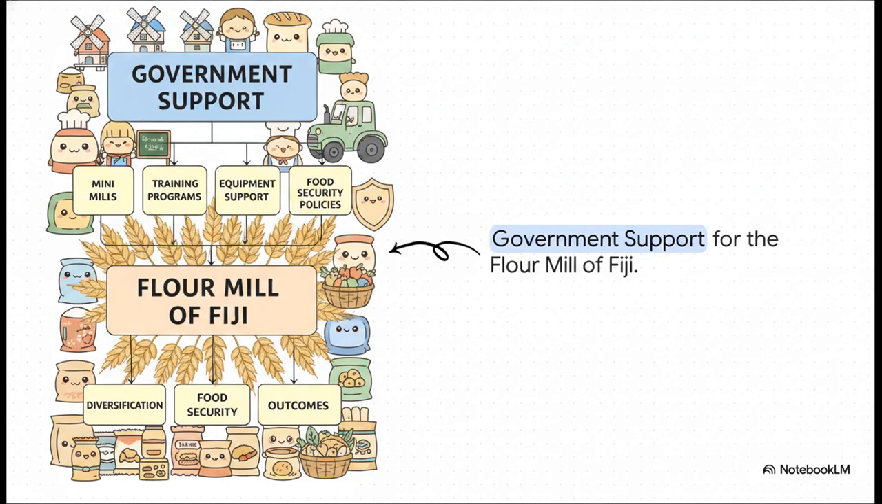Now, let's pivot from garments over to the food sector to see how the government structurally supports the flour mill of FIJI, or FMF. Notice how the intervention here looks a bit different. Instead of just tax-free zones, we're talking about support for mini-mills, youth training programs, and massive food security policies. It's all pouring into FMF to ensure diversification and keep the region fed.